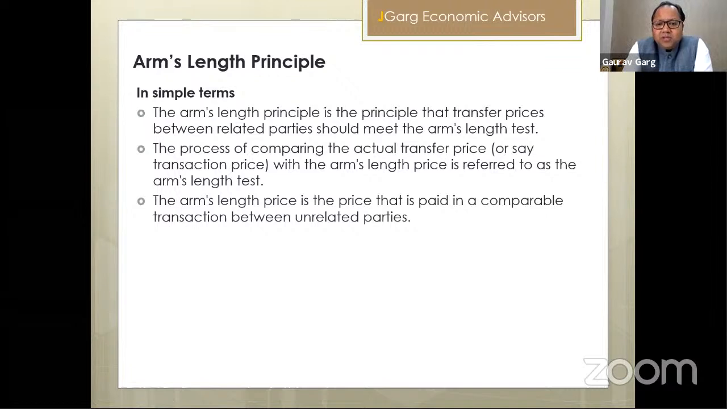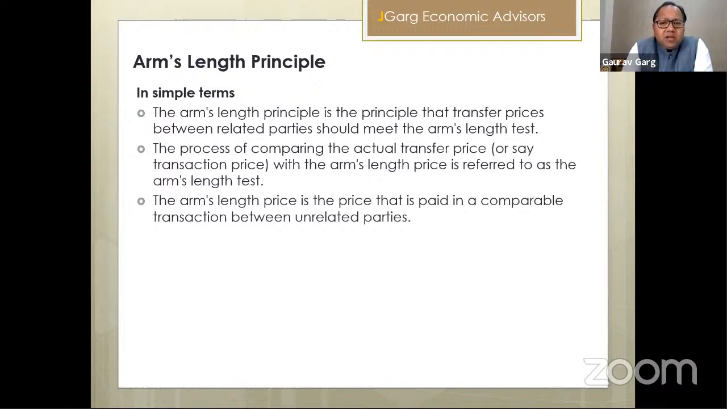So what is the arm's length principle? That transfer price should meet the arm's length test. What is the arm's length test? To compare the transaction with the arm's length price. And what is the arm's length price? To find out the price paid in a comparable transaction between two unrelated parties, or a comparable uncontrolled transaction. So if we try to understand the meaning of the arm's length principle, let's focus on the first two words, arm's length.